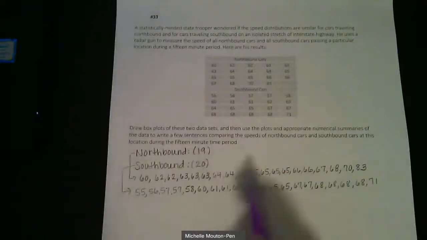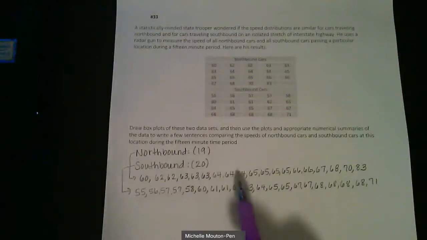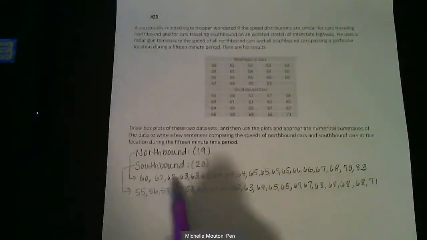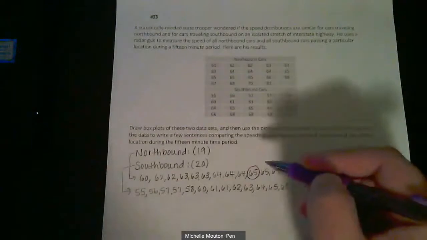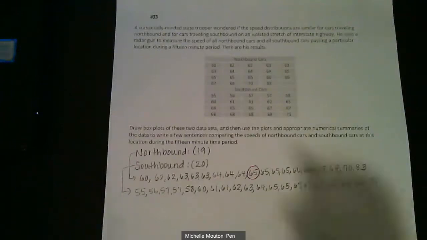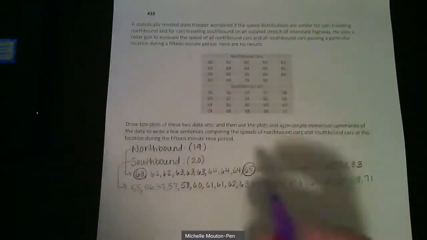So whenever we go to do that, if there's 19 pieces of data in here, that would simply mean that there would be 9 pieces of data to the left and 9 pieces of data to the right. So 1, 2, 3, 4, 5, 6, 7, 8, 9. Then this number right here is our median for the northbound. And if we're going to create a box plot, we're going to use 60.